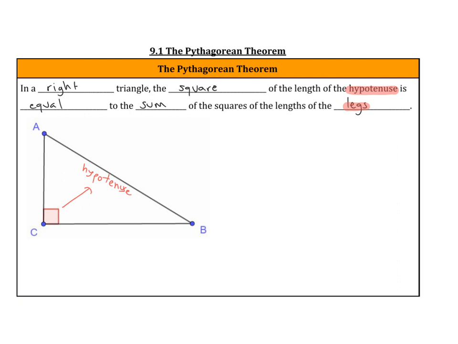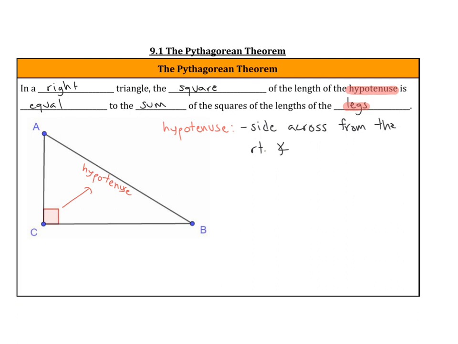Let me go ahead and write once more that definition down again. The hypotenuse of a right triangle is again the side across, or you could say opposite, from the right angle.